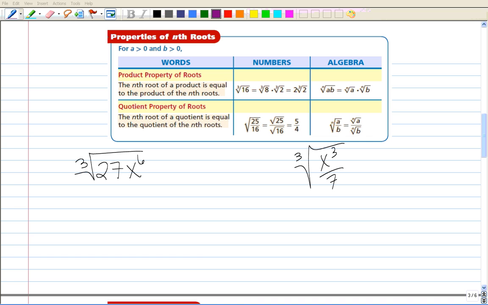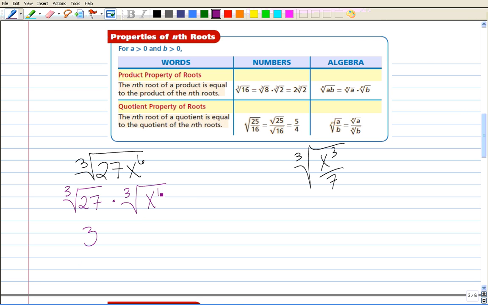So in general, the nth root of a divided by b is equal to the nth root of a divided by the nth root of b. So knowing these properties, let's look at a couple of examples here. We have the cube root of 27 times x to the 6th. So let's use the product property here. So we have the cube root of 27 times the cube root of x to the 6th. So the cube root of 27 is 3 because 3 times 3 times 3 is 27.